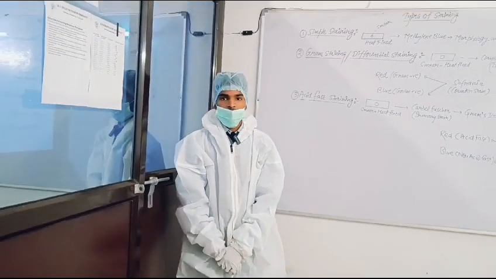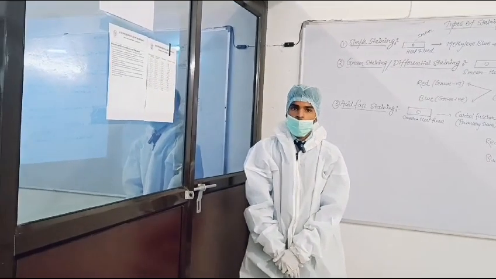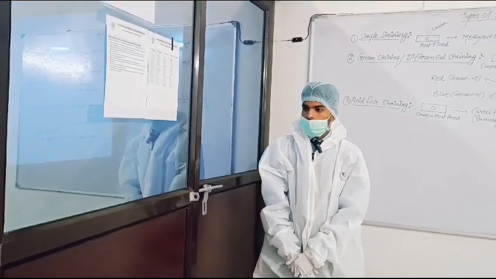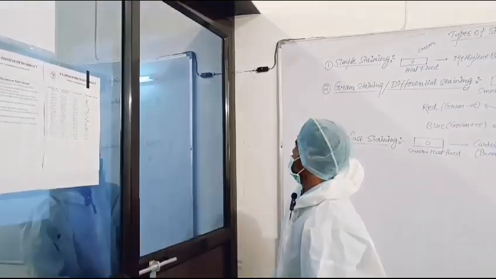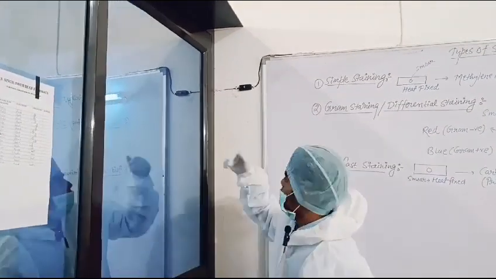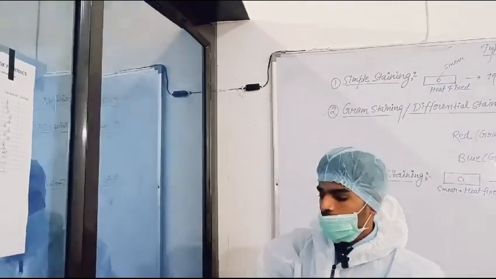First of all, we wear the PPE kit, hand gloves, mask and cap. Before entering the aseptic area, we should switch on the UV light for about 30 minutes and then switch it off, and then enter the aseptic area.